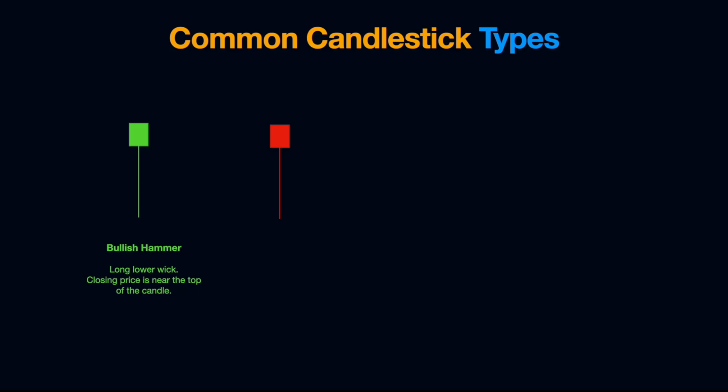Next, we see a red candle with a small body near the top, a long lower wick, and very little upper wick. This candle is called a bearish hammer. It could indicate that even though the price stayed near the top, selling pressure appeared during the period, which may be a warning sign.